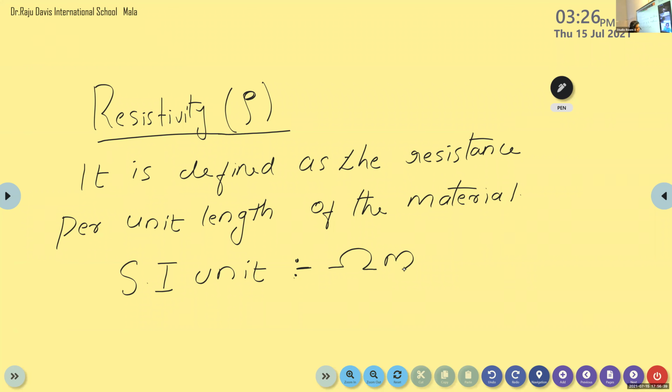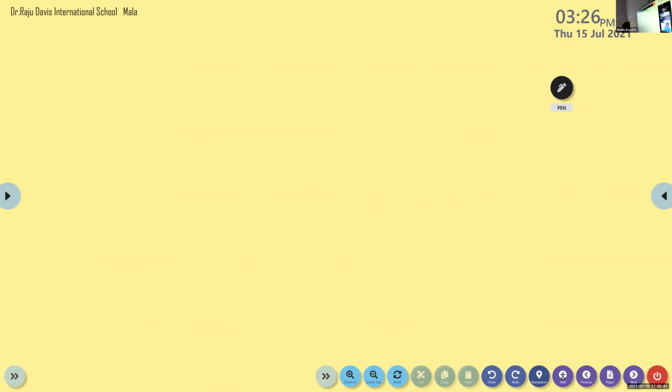We can derive the equation here. We know the equation for resistance. R is equal to, what are the factors the resistance depends upon? R is equal to rho into L by A, right? This is the mathematical equation for calculating the resistance if you know the length and the area of the conductor. So from this equation, can you form an equation for resistivity? R is equal to rho into L by A.